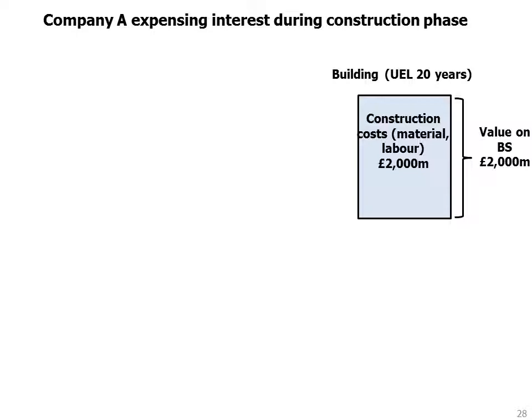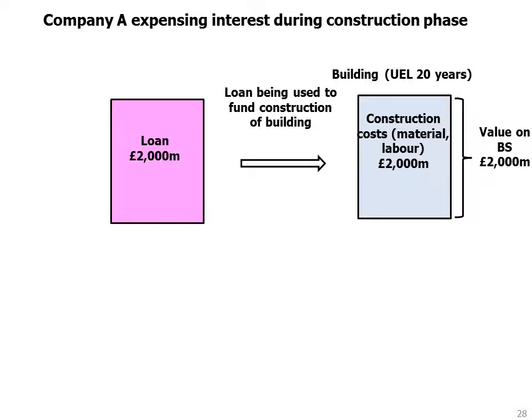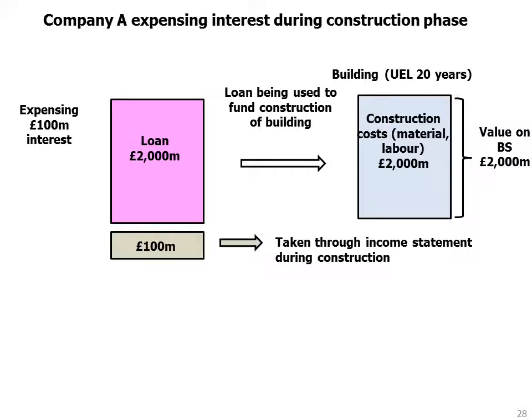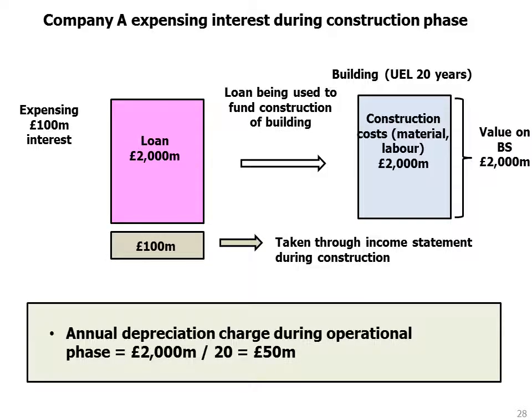So the value on the balance sheet at the end of the construction phase will be 2,000 million pounds. And I'm going to assume that this is being financed with a loan to the same value, which is being used to fund construction of the building. And let's assume that on this loan during the construction phase, 100 million pounds of interest is charged by the lenders. If it is expensed interest, that 100 million pounds will be taken through the income statement during construction, lowering profits as a result.